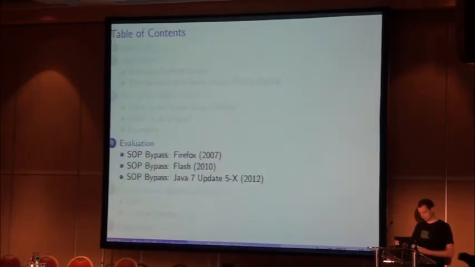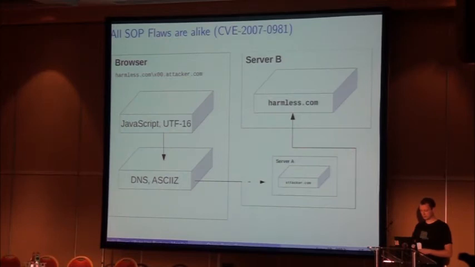Okay, so let's look at a few Same-origin policy bypasses and see how they compare to each other. This one's from 2007, and it's in Firefox. If somebody sets the current domain in JavaScript to harmless.com, nullbyte.attacker.com, then the JavaScript API basically says, I'm using UTF-16 strings, I don't care about null bytes. This is something.attacker.com. That's totally fine, assuming we are currently on attacker.com.